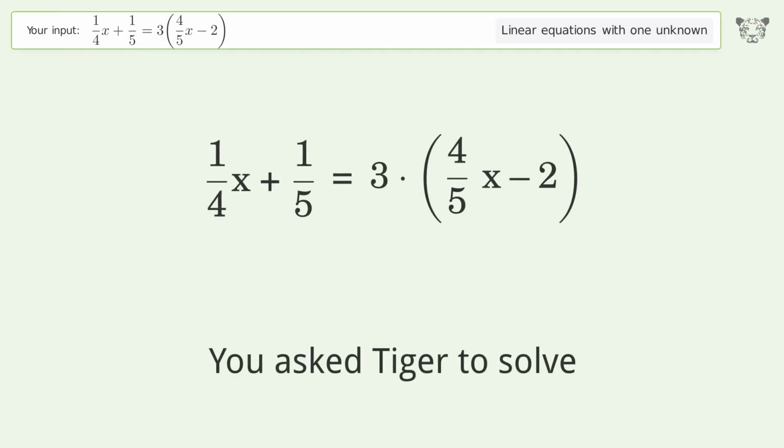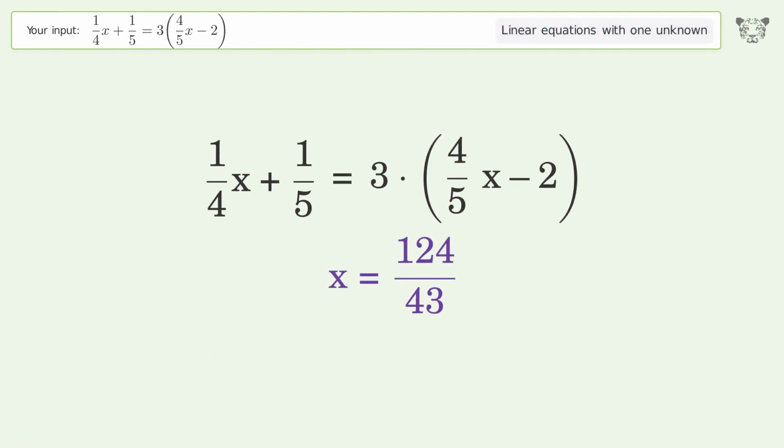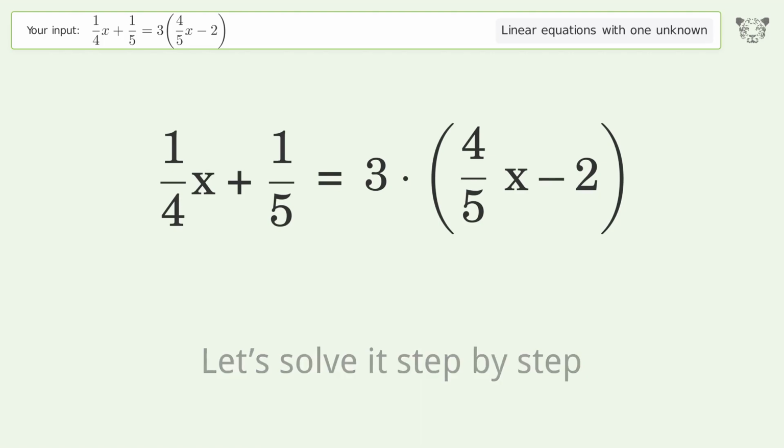You ask Tiger to solve. This deals with linear equations with one unknown. The final result is x equals 124/43. Let's solve it step by step.